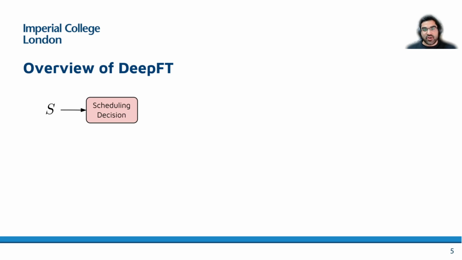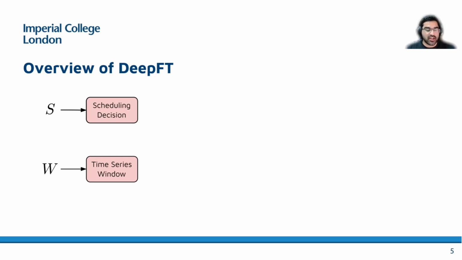So let me now give you an overview of the DeepFT model and how it works. At the start of each scheduling interval, our model takes two inputs. The first is S, which is a scheduling decision for the incoming and active tasks in the system. The second input is W, which is a sliding window of the states of the edge computing environment characterized by the resource utilization characteristics of the edge devices in the environment.